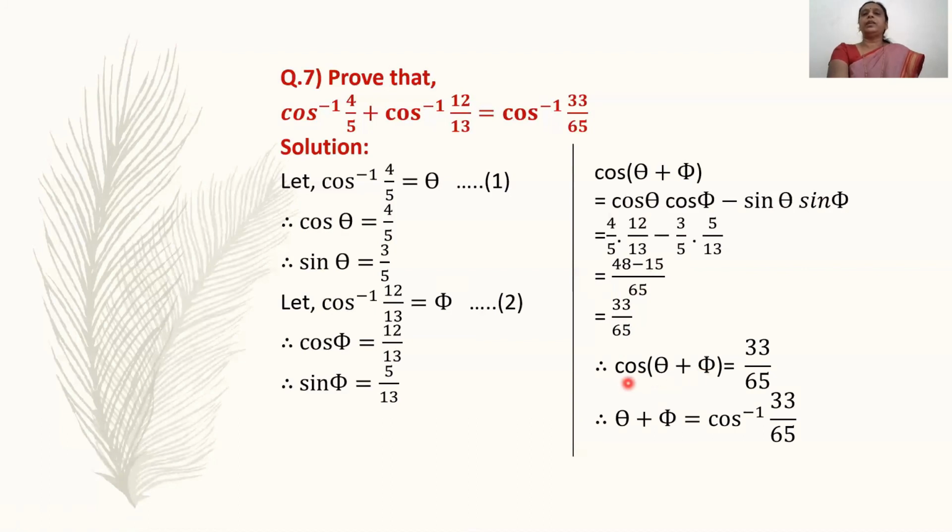In the next step, you take this cosine function to the right hand side. This will be theta plus phi is equal to cos inverse 33 divided by 65. And keep the values of theta and phi. What is theta? Theta is cos inverse 4 by 5 and phi is cos inverse 12 upon 13. Keep those values here. Therefore, this will be cos inverse 4 by 5 plus cos inverse 12 upon 13 is equal to cos inverse 33 divided by 65. In this way, it is very simple to find the values of any inverse trigonometric functions if you know some properties of inverse trigonometric functions.